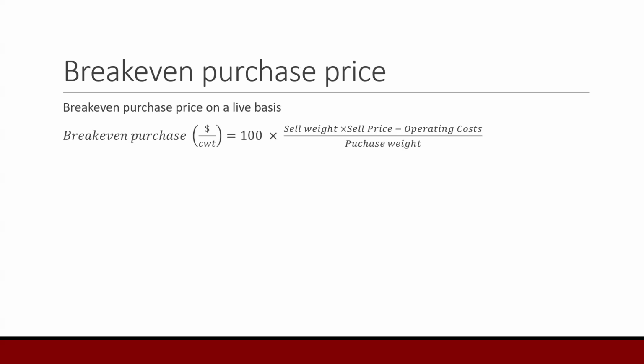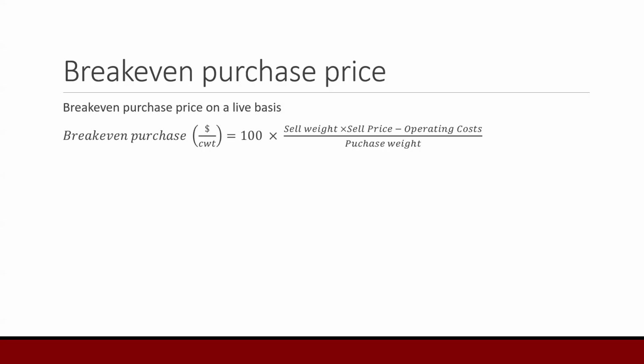Break even purchase price is sell weight times sell price minus your operating costs, divided by purchase weight. So what do I need to purchase these animals for? What would I have needed to purchase these animals for to break even?